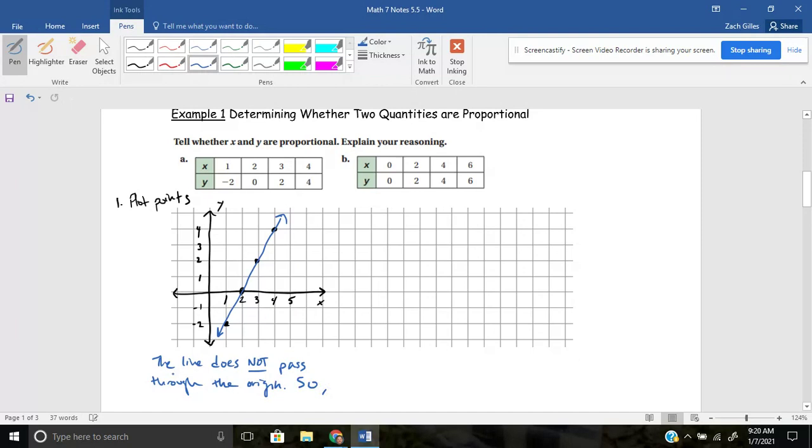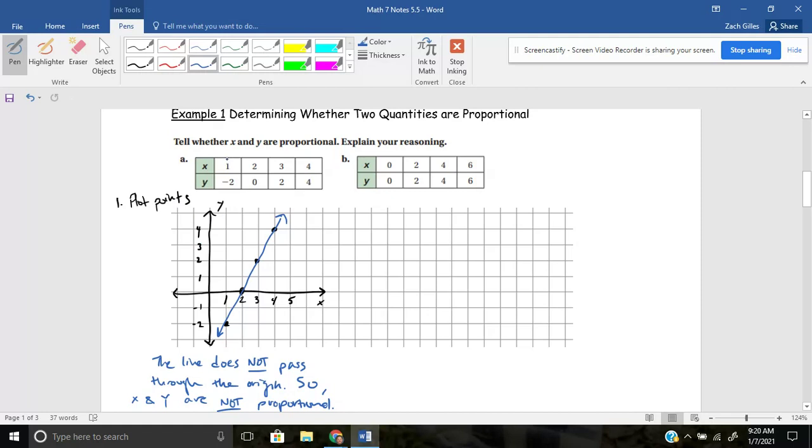So x and y are not proportional. And you could see that up here from this data, right? Last section, we talked about how to tell from a table if it's proportionate, right?